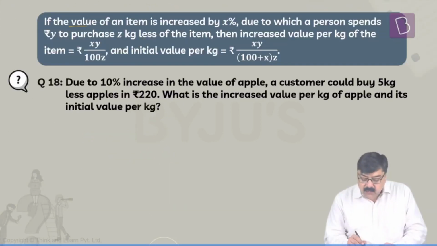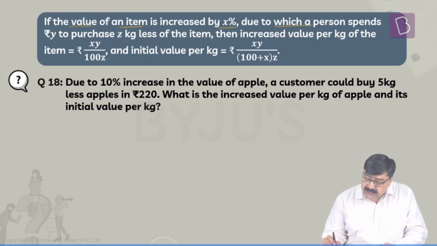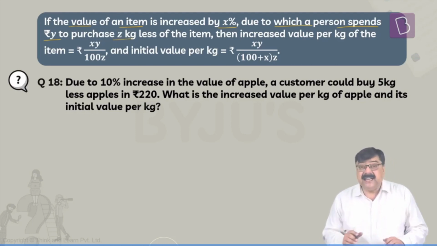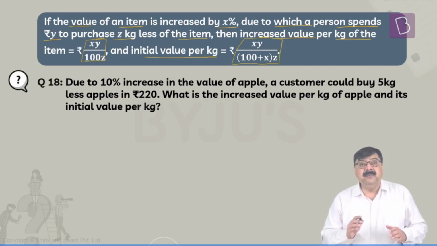Now, if the value of an item is increased by X%, due to which a person spends rupees Y to purchase Z kg less of the item, then increased value per kg of the item shall be given by the formula XY by 100Z, and initial value per kg shall be found out by using the formula XY by 100 plus X into Z.